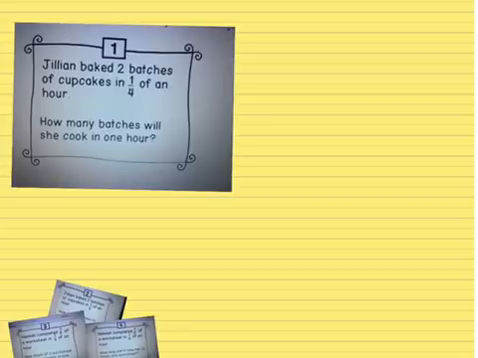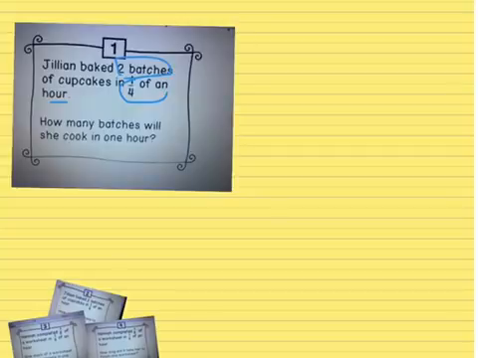All right, so I'm going to underline or circle the information from the problem. So Jillian baked two batches of cupcakes in 1/4 of an hour. So my two quantities are batches and hours. Now I'm going to figure out from the question what order to put them in. The question says, how many batches will she cook in 1 hour? So I'm trying to find one of the hours, so I know my hour will go on the bottom.